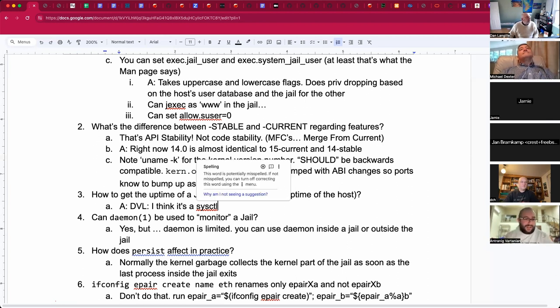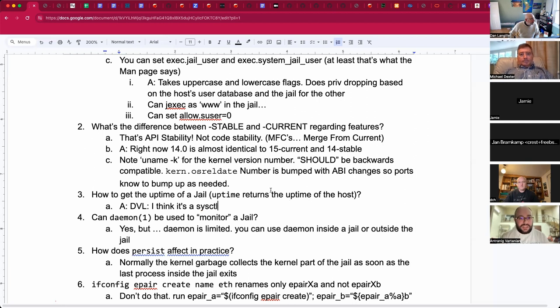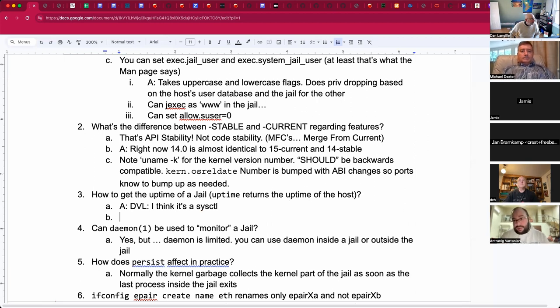Next question that I got, which was actually a very good question, because I gave a bunch of students a lot of jails to work on, and I was like, okay, what's the uptime? And the uptime command returns the uptime of the host. The only way that I could figure out how to get the uptime of a jail was to look at the time that the first process inside of it has been running. If you're lucky, I mean, the process might have been gone because there's no init running in there.